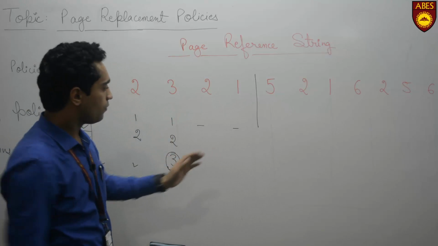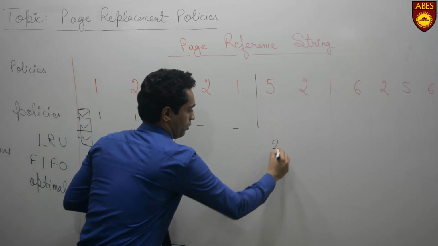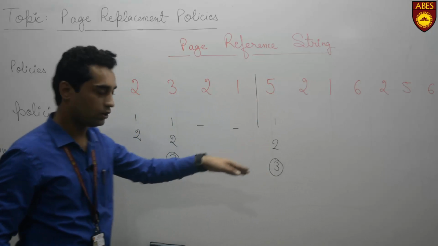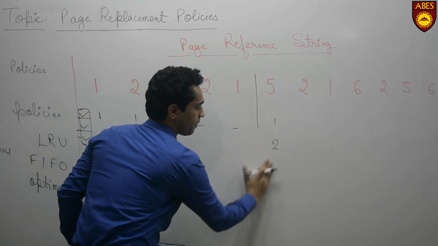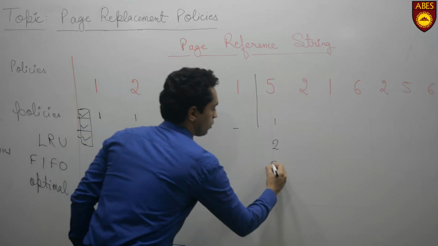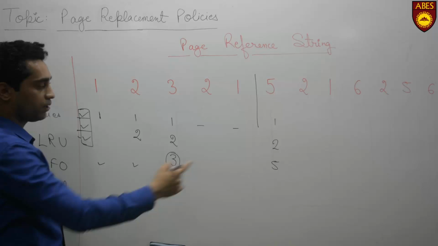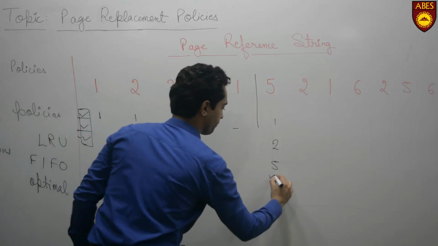When we free this space, only then will page number 5 come into this place. So we will swap out page number 3 and call page number 5 here. Now this is considered a page fault because a new page is coming into the main memory.